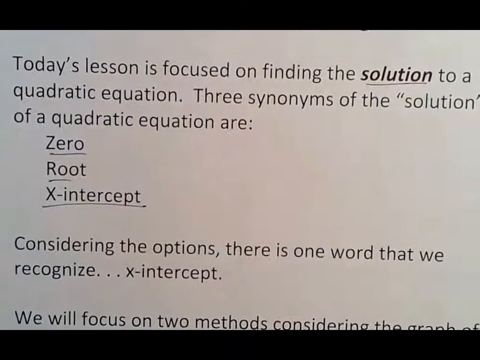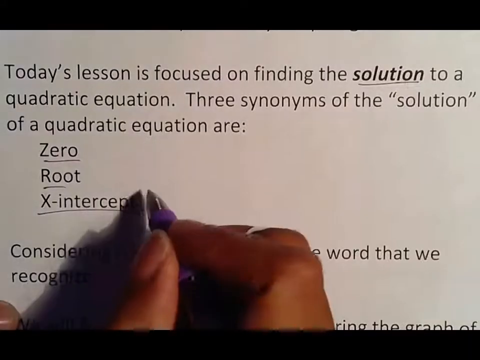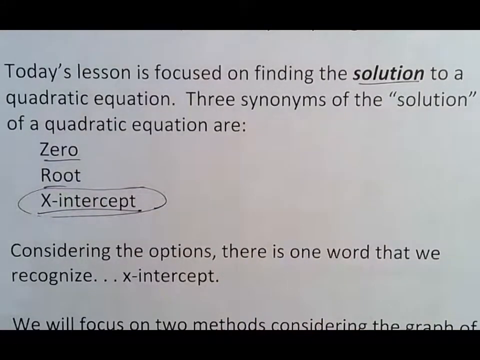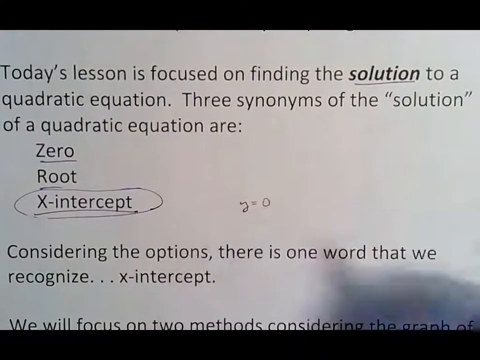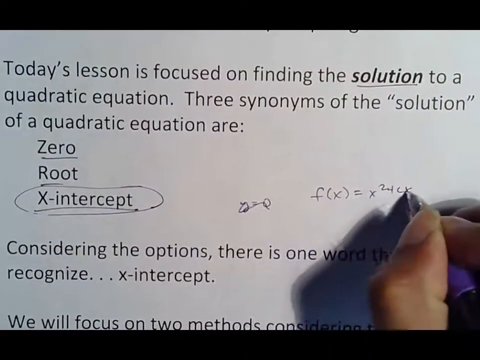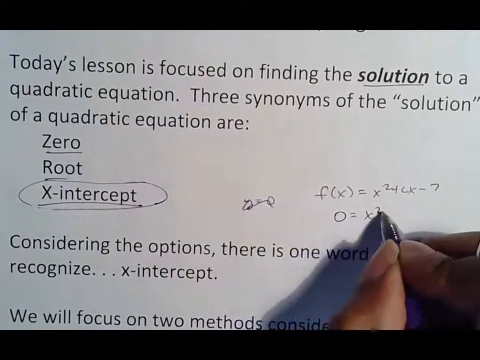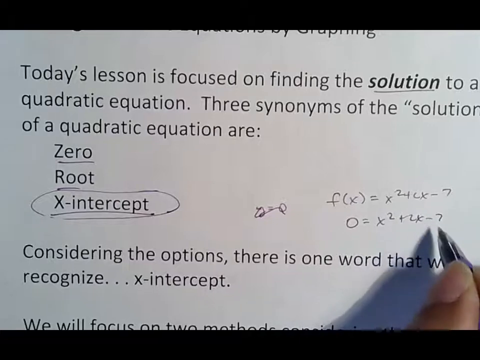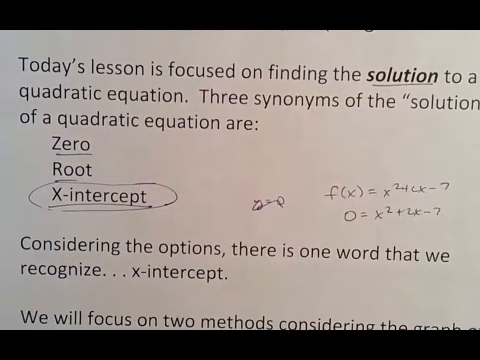So, considering the options that are here, we should now know what a solution is. Which one of these words makes sense to us? It would be that one. So the solution to a quadratic equation is actually the x-intercept. In other words, it is what makes y equal 0. If you had f of x equals x squared plus 2x minus 7, the solution will be found by simply putting 0 equals x squared plus 2x minus 7 and finding the values that actually make it equal 0. That is what a solution is, okay?